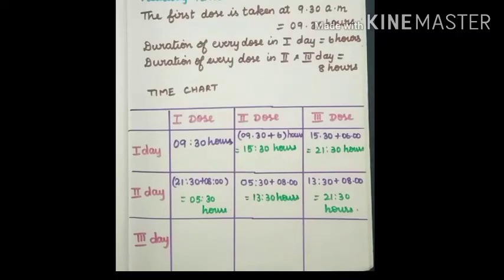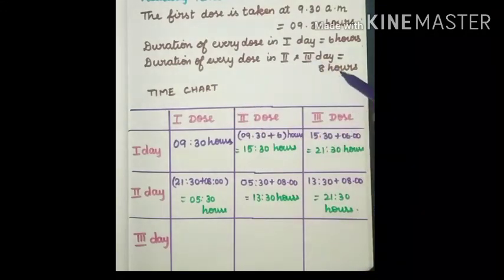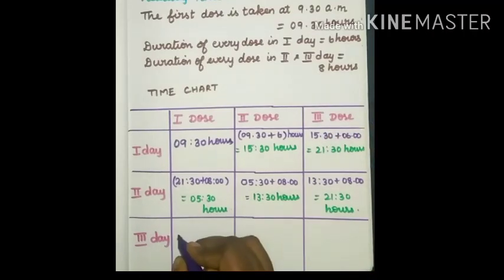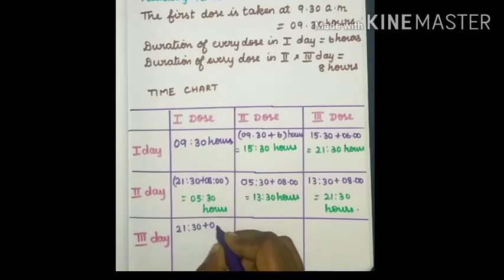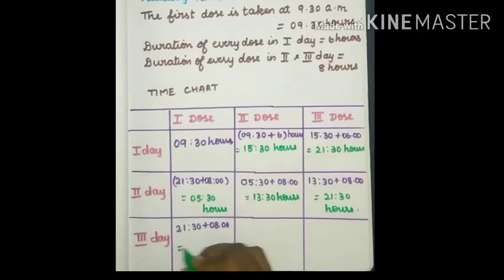To find the third day first dose, what do you have to do? You have to add again 8 hours to the time. Because the duration of every dose on the second and third day is what? The same, 8 hours only. For the first day only, you have to add 6 hours. For the second and third day, you have to add 8 hours. So, 21:30 hours plus 8 hours. Again, you will get the same time, 5:30 hours.